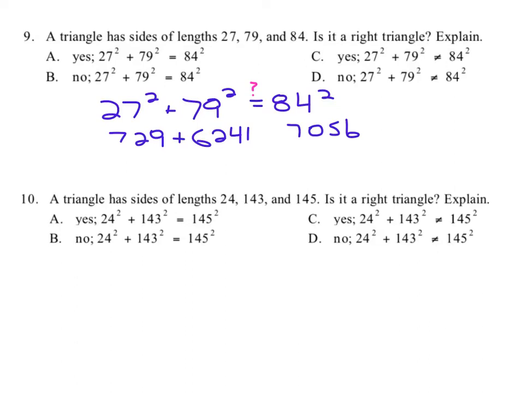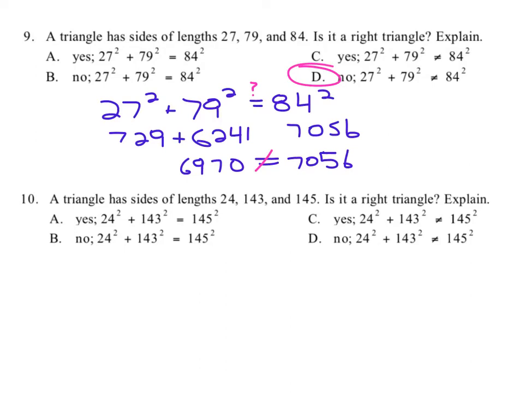Nope, they're not. We get 6,970. Sorry, I had to undo that, I wrote it wrong. 6,970 does not equal 7,056. Nope. So we would say, no, they are not equal. And where do you see that? That's D. They're not equal.